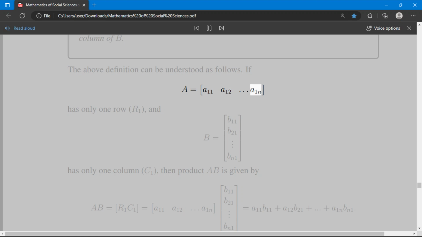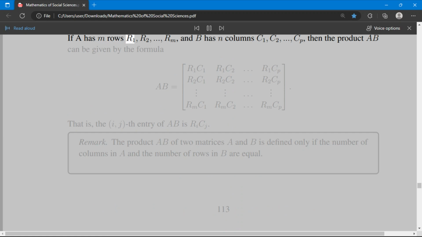If A = [a11 a12 ... a1n] has only one row, R1, and B = [b11, b21, ..., bn1] has only one column, C1, then the product of A and B is given by AB = R1C1 = [a11 a12 ... a1n][b11, b21, ..., bn1] = a11b11 + a12b21 + ... + a1nbn1.